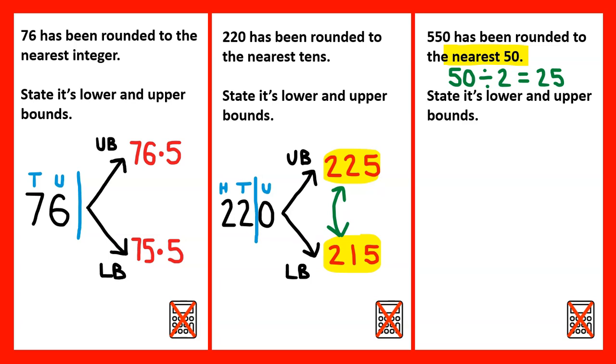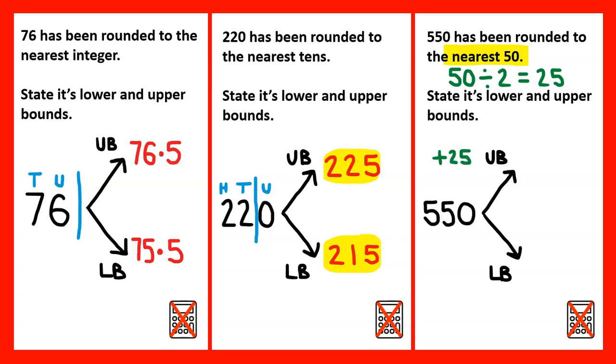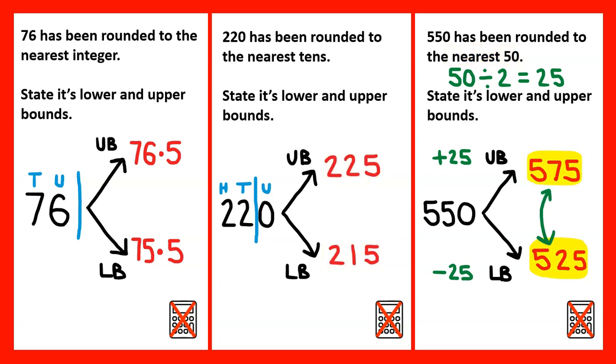Since we know the difference between the upper and lower bound is always equal to the number you've rounded to, such as 10 for the question previously, when you half the number you've rounded to give us 25, we can add this on to the upper bound to give us 575 and subtract to give us the lower bound, 525. You can see in the same way that we checked before, the difference between these two numbers is 50, which is the same as what was rounded to for the original number.